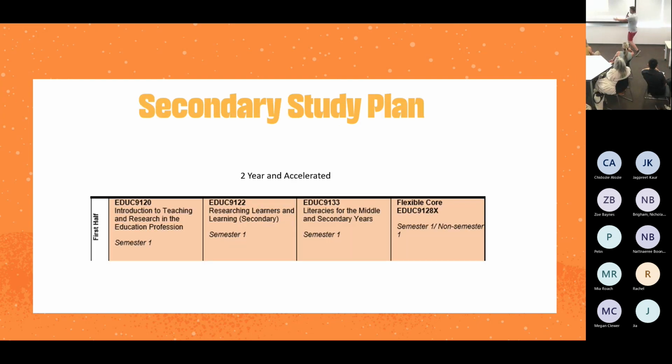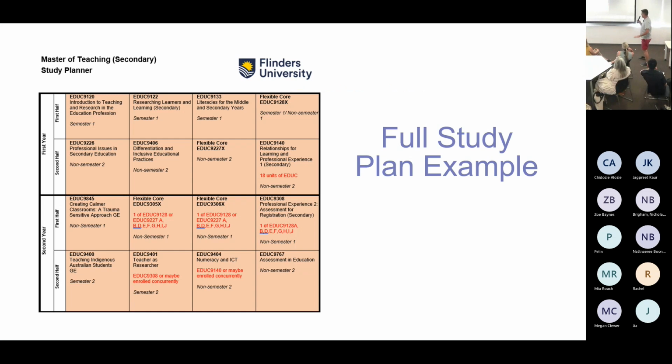This is an example of a study plan here. This only looks at the very first semester. And it doesn't matter whether you're doing the accelerated version or the 2-year version, your very first semester looks exactly the same, okay, for secondary. And we'll just go through to one more slide if we can, please. Thanks. This is an example of a full study plan.